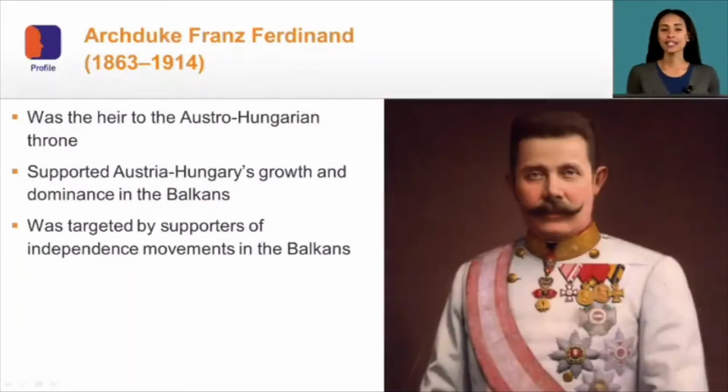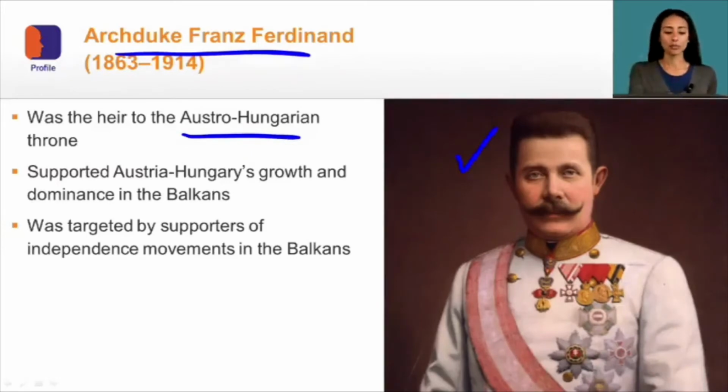The rising tensions that had been brewing throughout Europe for decades are eventually going to lead to war, and the moment that really pushes towards that conflict involves this man here, the Archduke Franz Ferdinand, who was the heir to the Austro-Hungarian throne.